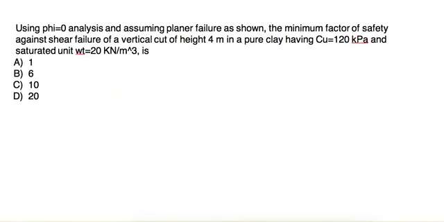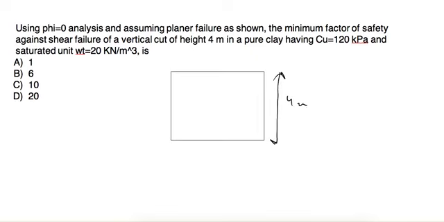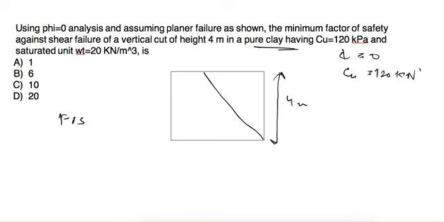The next question is, using phi is equal to 0 analysis and assuming planar failure as shown. So the figure for this is something like this. The minimum factor of safety against shear failure. This depth is here 4 meter and the surface is like this. So factor of safety has been asked. It is a pure clay soil. So phi is equal to 0, Cu is equal to 120 kilonewton per meter square, and gamma saturated is equal to 20 kilonewton per meter cube.